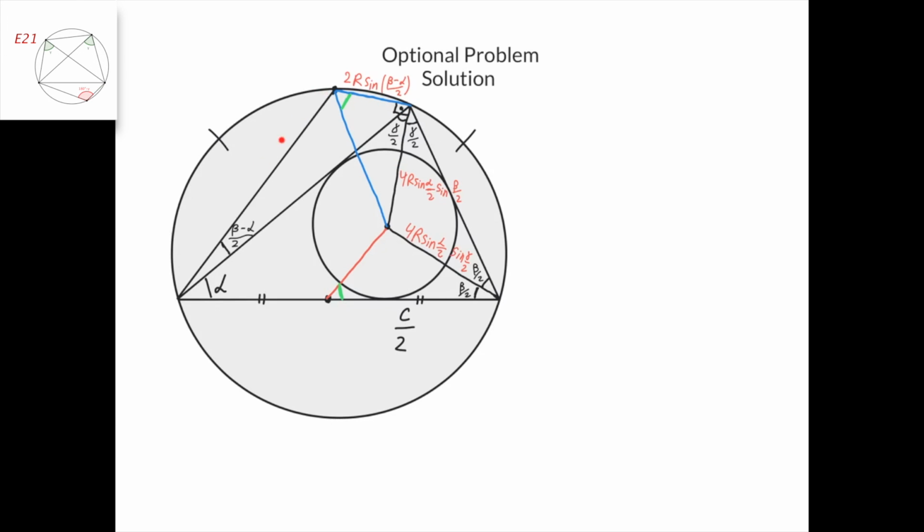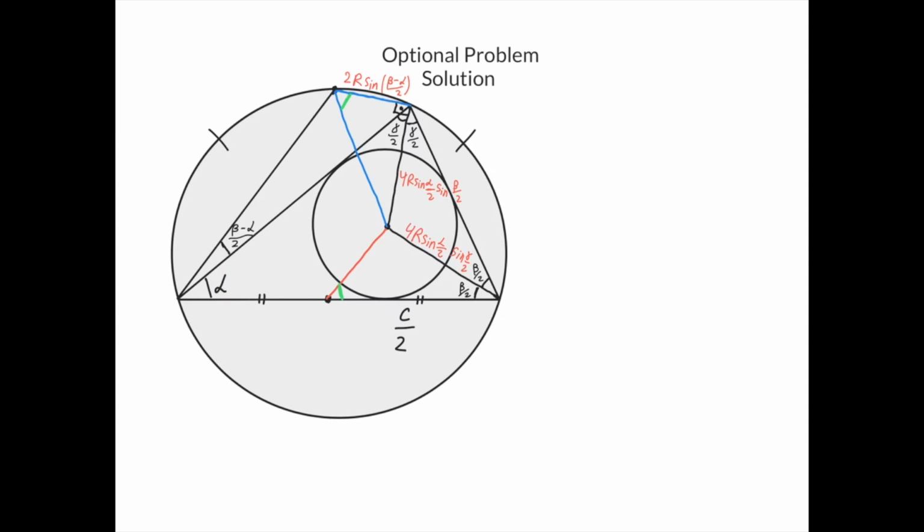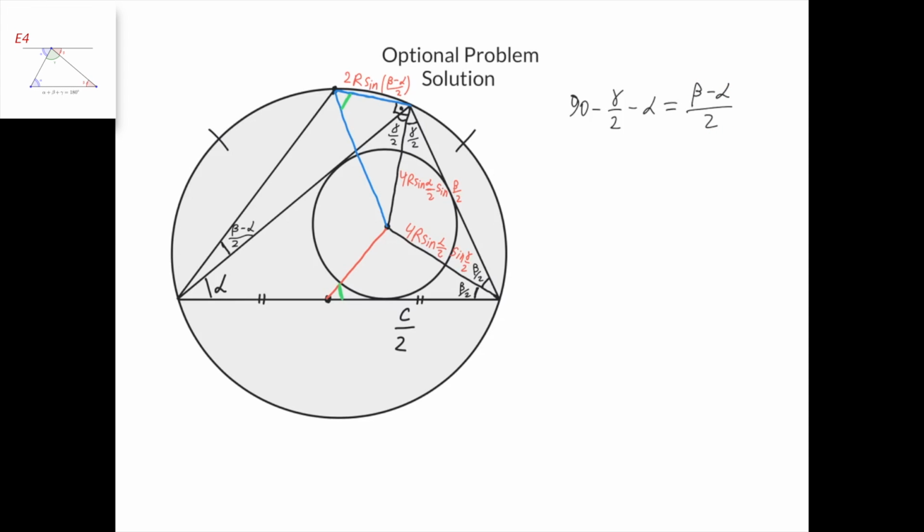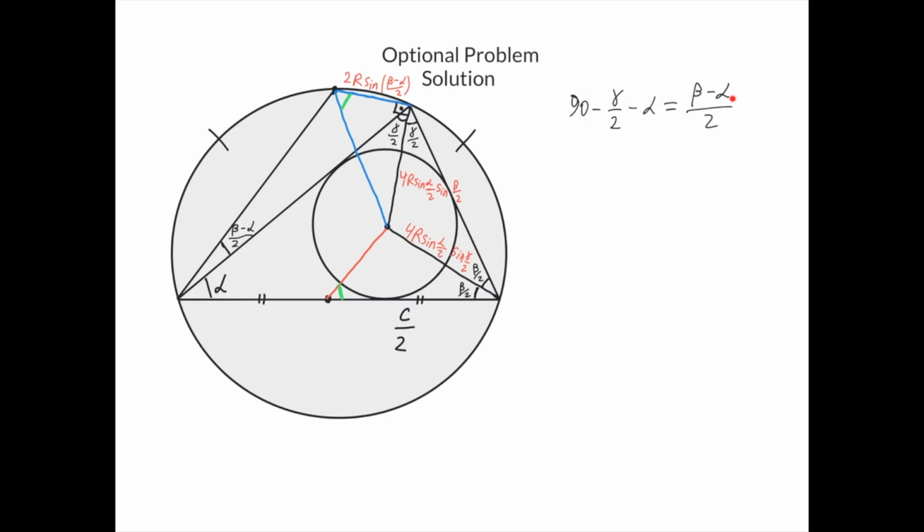We know that this quadrilateral here is cyclic, and therefore the sum of this angle and this angle here is 180 degrees. But this angle is 90 plus gamma over 2, and therefore this angle must be 90 minus gamma over 2. And this angle is alpha, so this angle must be 90 minus gamma over 2 minus alpha. But you can see that 90 minus gamma over 2 minus alpha equals beta minus alpha over 2. Just replace the 90 with alpha over 2 plus beta over 2 plus gamma over 2, and you're going to get this. And therefore, this angle is beta minus alpha over 2.